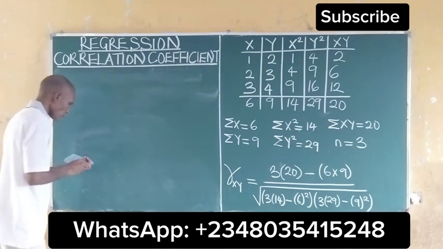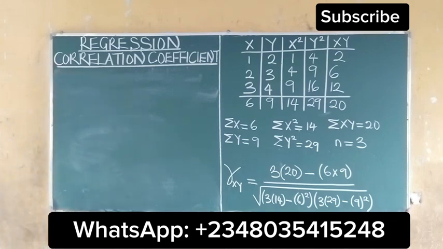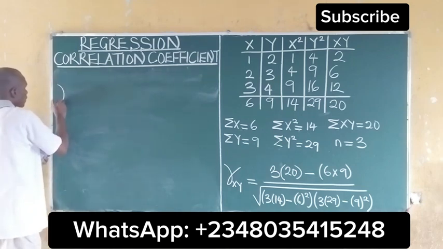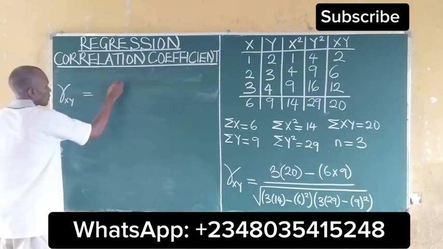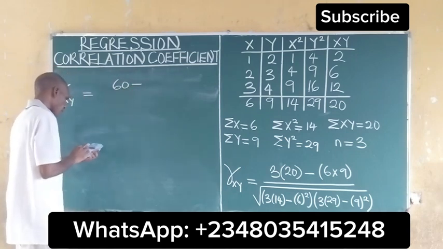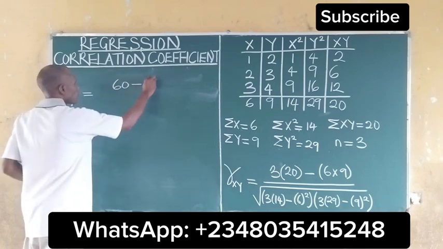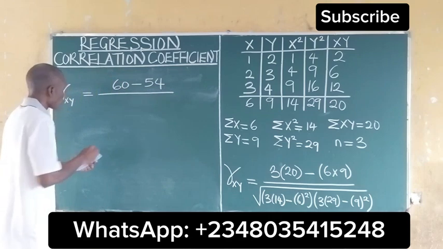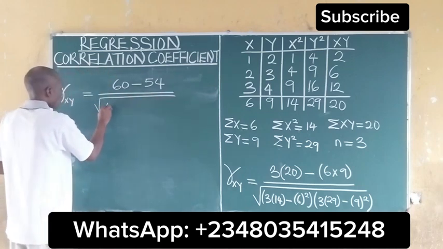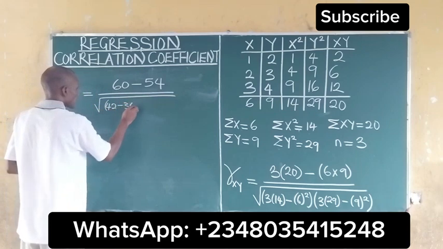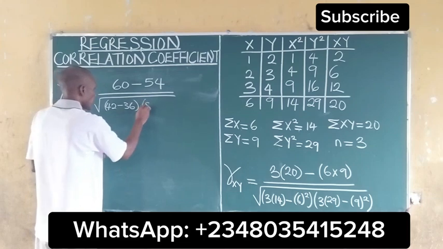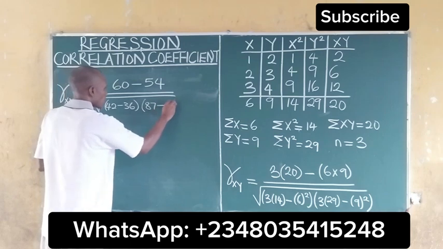All right, so we have 3 multiplied by 20, which is 60, minus 6 multiplied by 9, which is 54, all over the square root of 3 multiplied by 14, which is 42, minus 36, into 3 multiplied by 29, which is 87, minus 81.